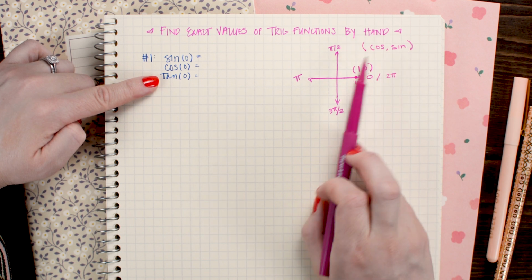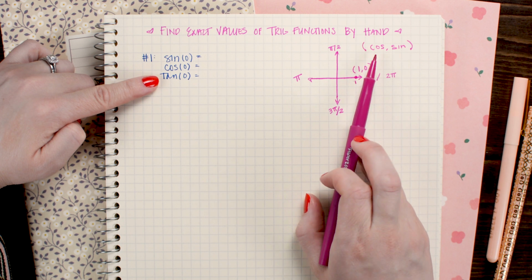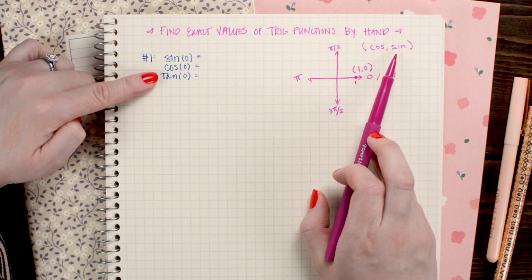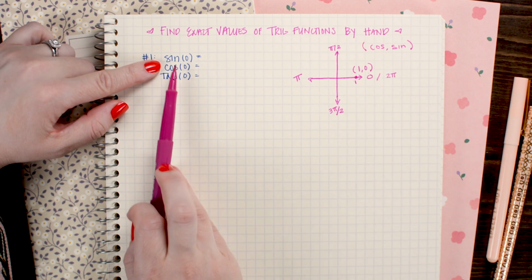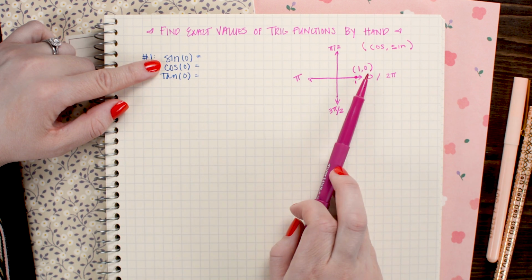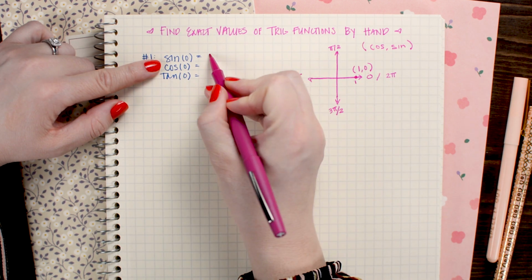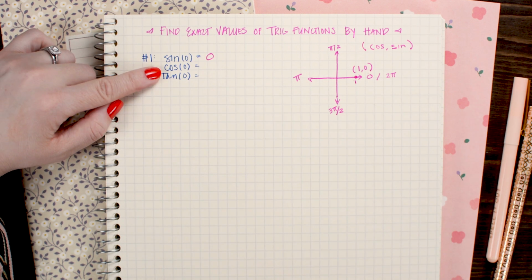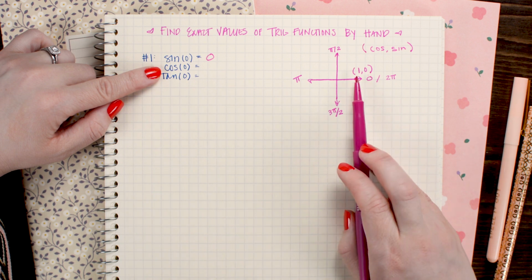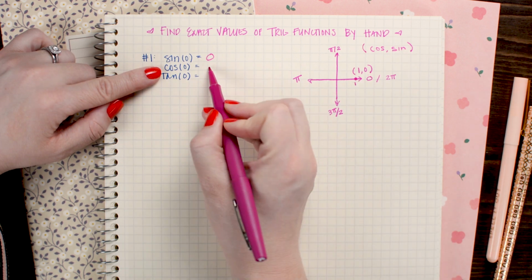So cosine, and the x value then corresponds to the cosine value, and the y value corresponds to the sine value. So all I need to do here is look at the y value for sine of 0, and my y value is 0. To evaluate cosine of 0, I'm going to look at the x-coordinate in my point. So the x-coordinate here is positive 1.